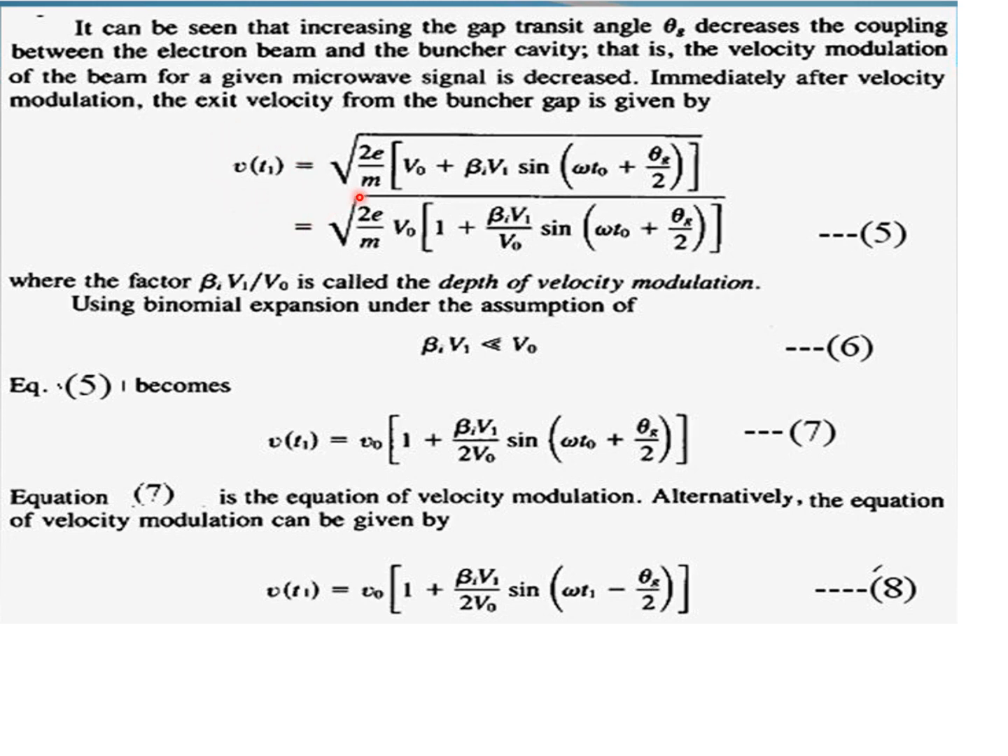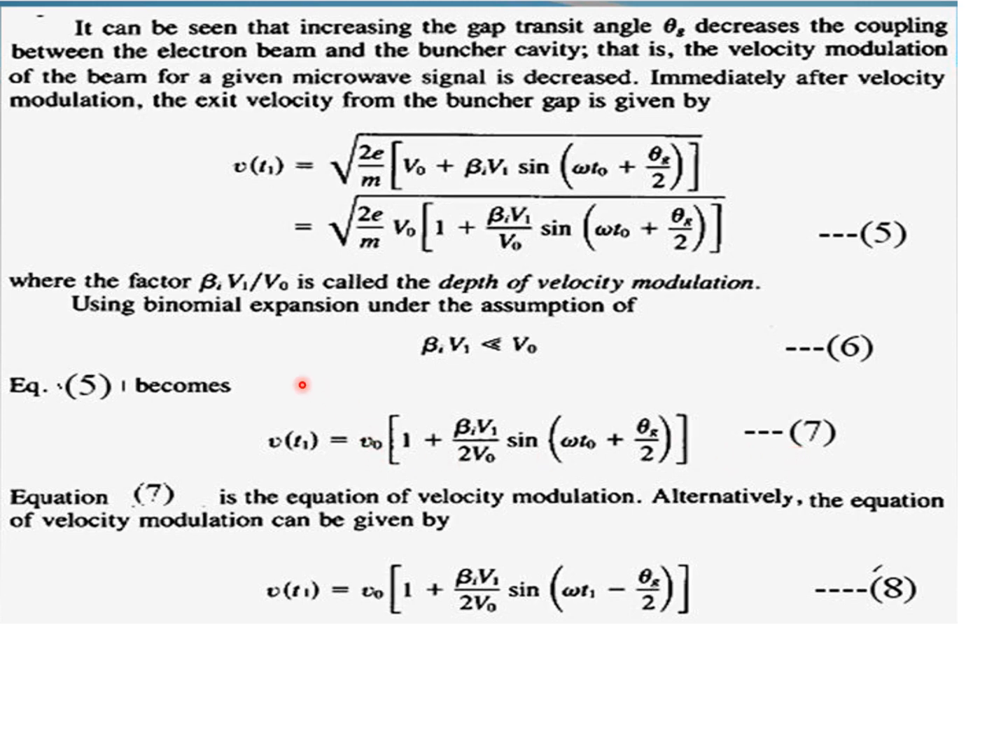Now we know that this first term, root of 2 eV0 by m, represents the parameter V0. And we can reduce the second term on the assumption that our DC voltage V0 is very much higher than the microwave input signal V1. So by using binomial expansion and under this assumption, we can reduce this expression as shown here. So this is our seventh equation.